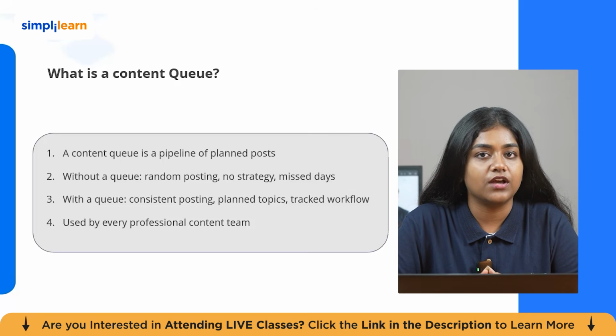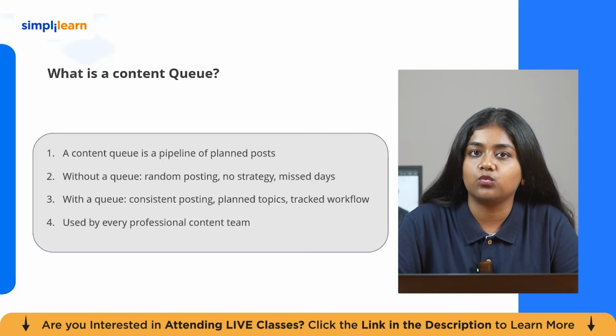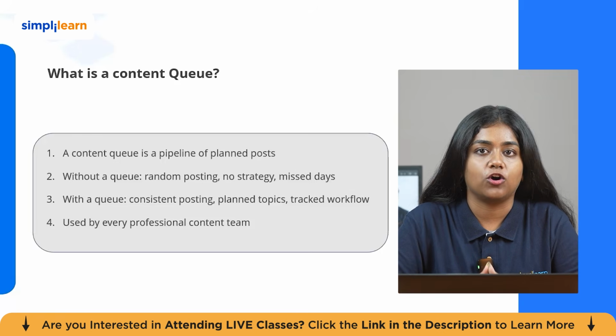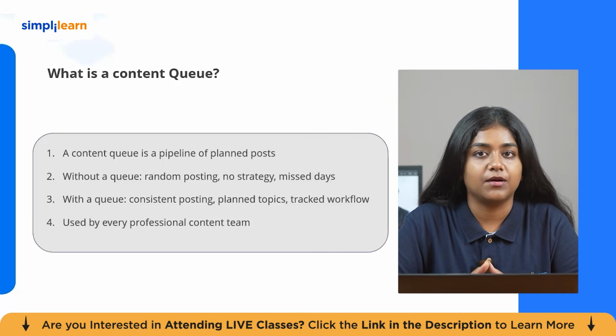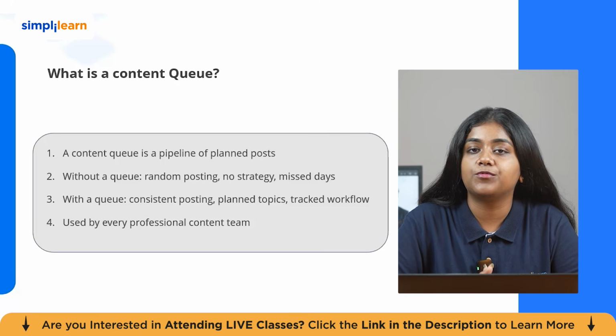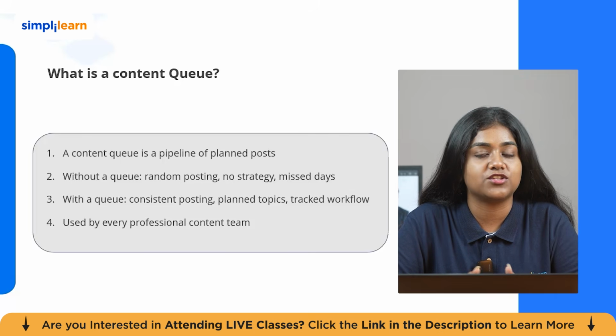So with a content queue, everything changes. You have posts planned weeks in advance. Every post has a topic category, a trend it is tied to, a status showing where it is in the workflow, a reviewer who approves it, and a published date. And this is exactly how professional social media teams operate at companies like Google, Amazon, and every major content agency.